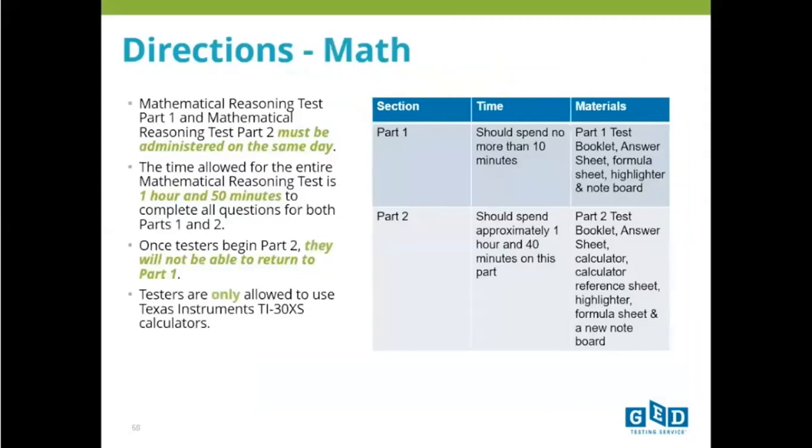Here we have the example of the math script. So the math exam has 2 parts, and they must be administered on the same day. The time allowed for the entire mathematical reasoning exam is 1 hour and 50 minutes to complete all questions for both parts 1 and 2. Once testers begin part 2, they will not be able to return to part 1. And testers are only allowed to use a Texas Instruments TI-30XS calculator.